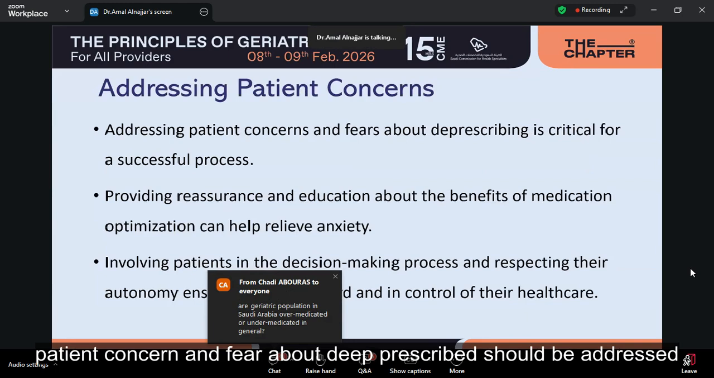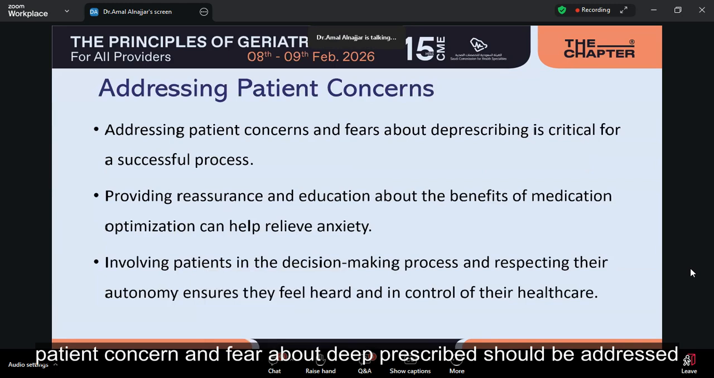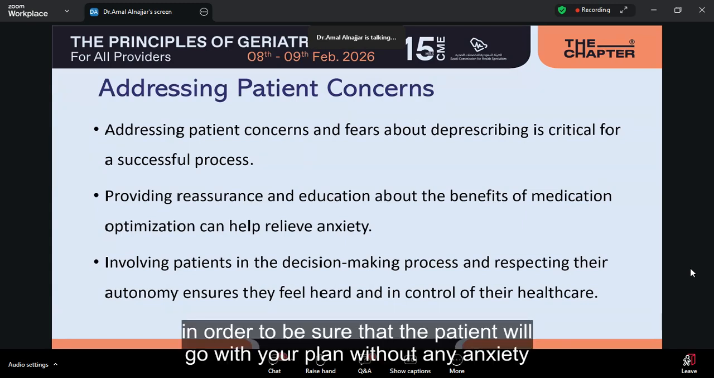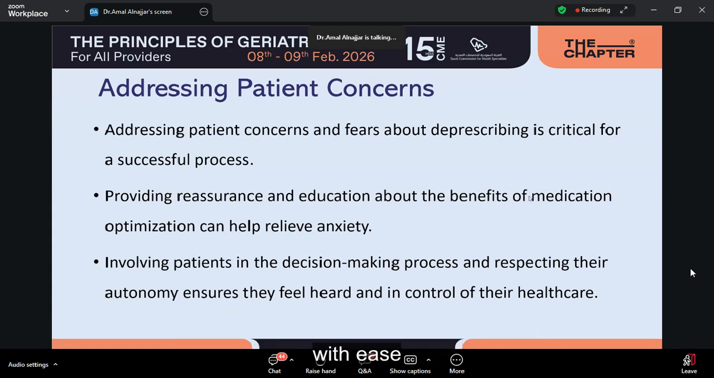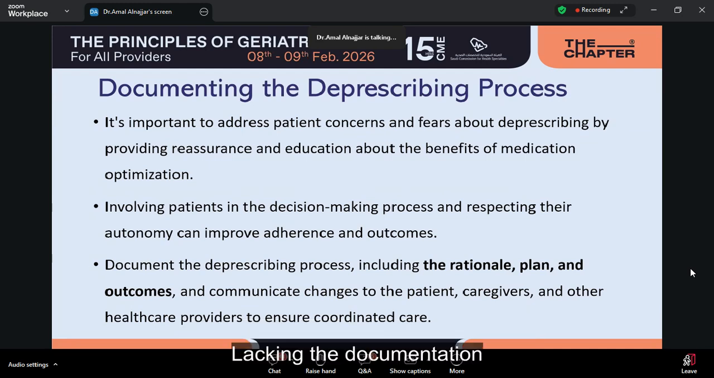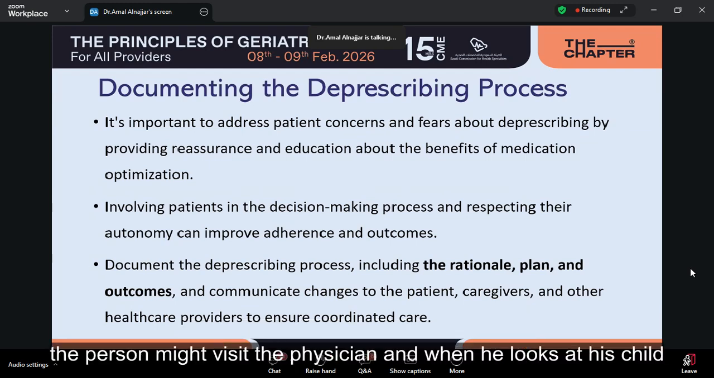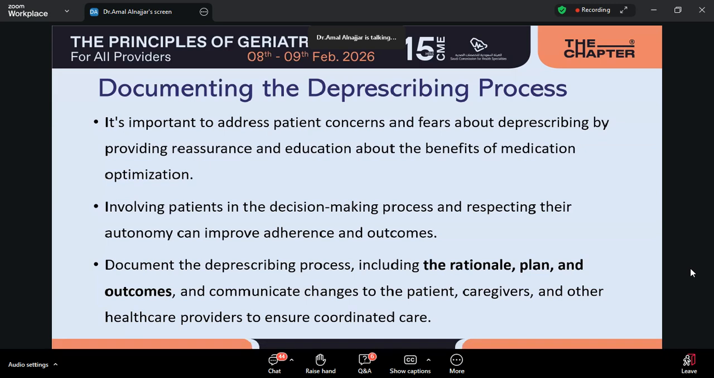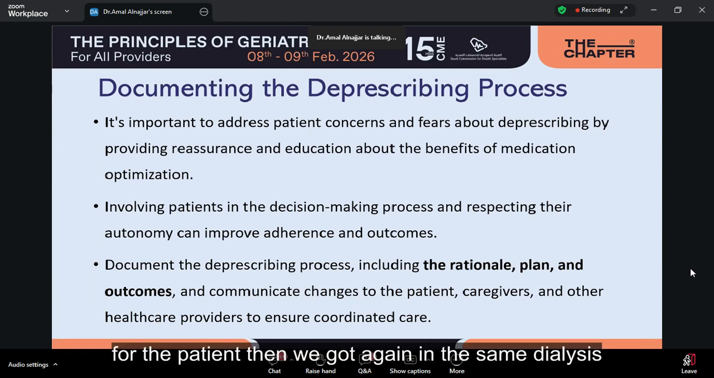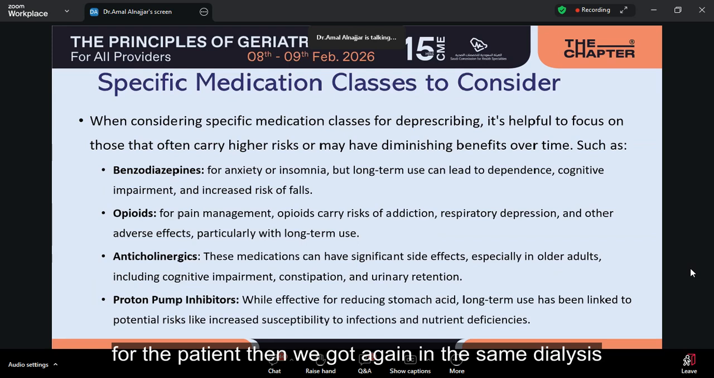Patient concern and fear about deprescribing should be addressed and discussed, and the patient should be assured in order to be sure that the patient will go with your plan without any anxiety and with ease. Documenting the deprescribing is very important, because sometimes, lacking documentation, the patient might visit the physician, and when he looks at his chart, he has no information that this medication has been stopped, and he might re-prescribe the medication again for the patient. Then we go again in the same dilemma.